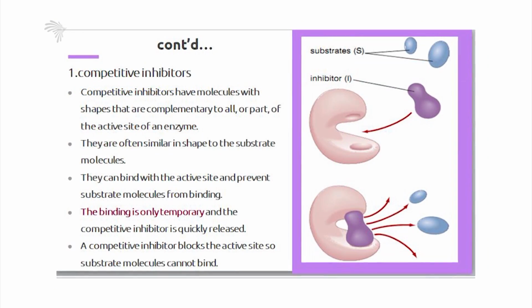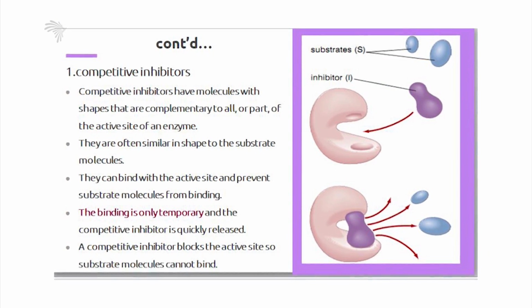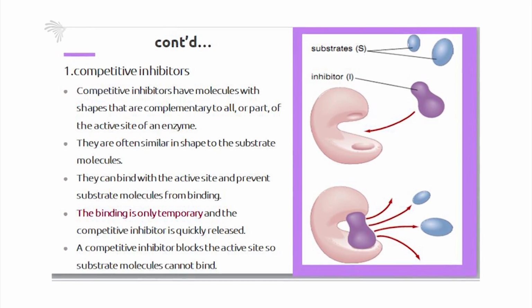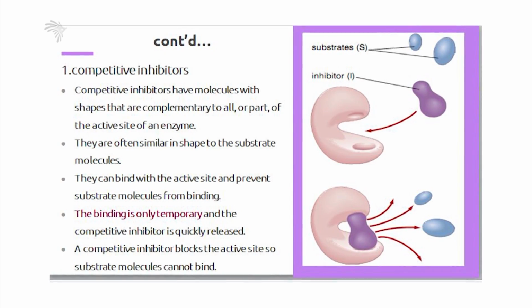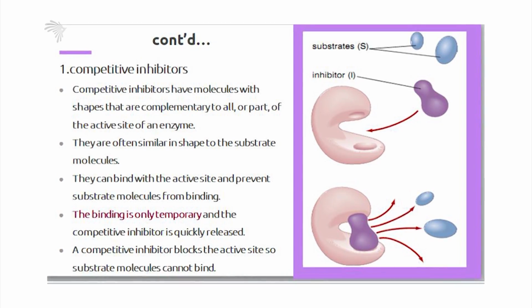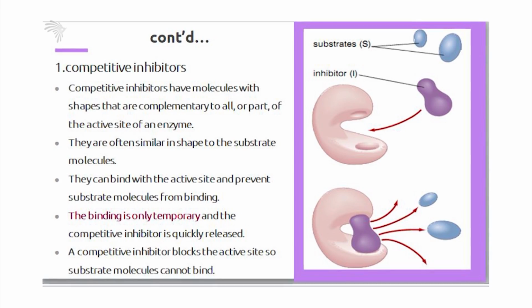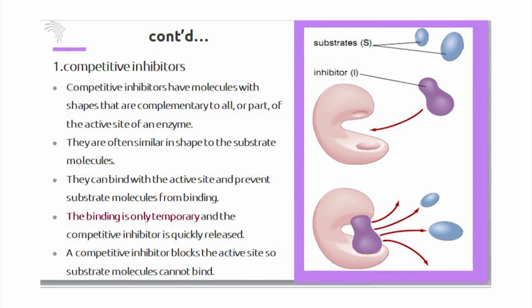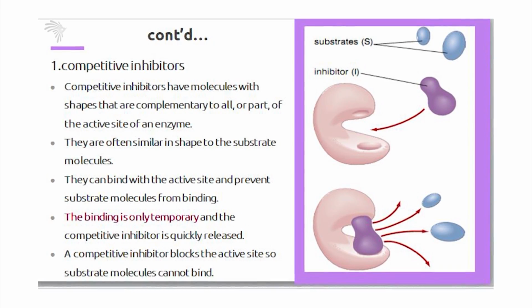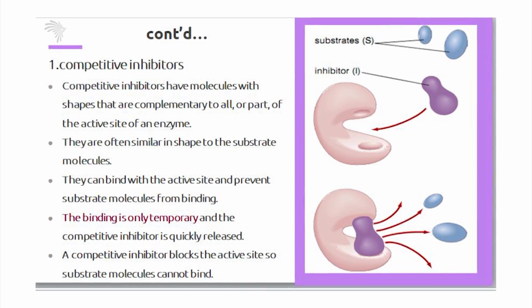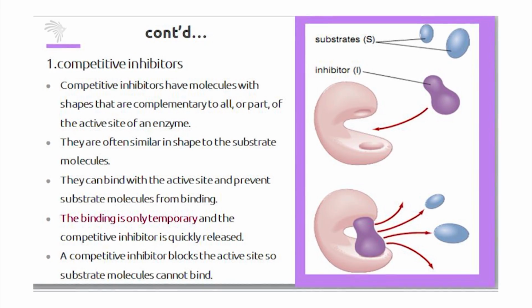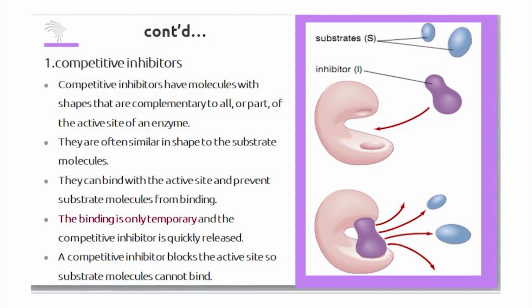The competitive inhibitors have molecules with shapes that are complementary to all or part of the active site of an enzyme. There is a substrate molecule, and there is a competitive inhibitor. They are competing for the active site, so that by chance the competitive inhibitor may occupy the active site, which temporarily hampers or blocks the catalytic process of the enzyme.